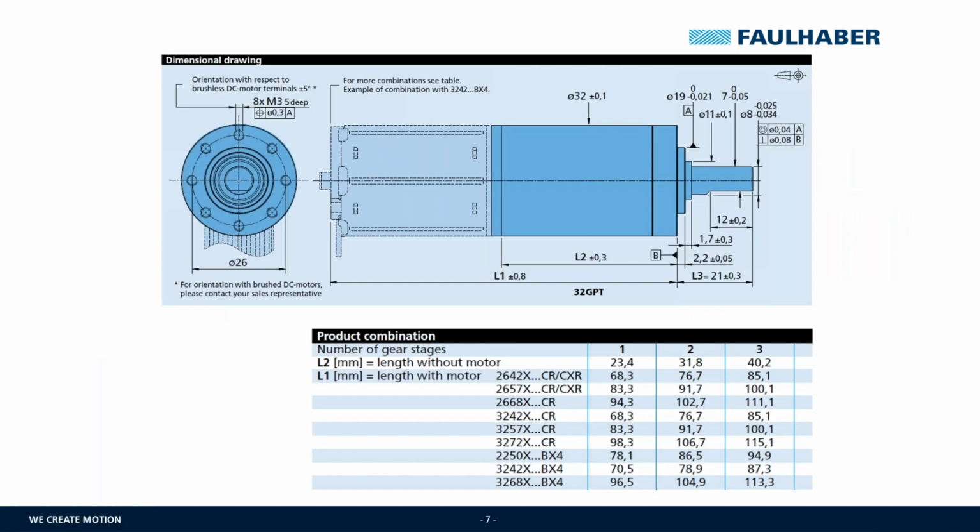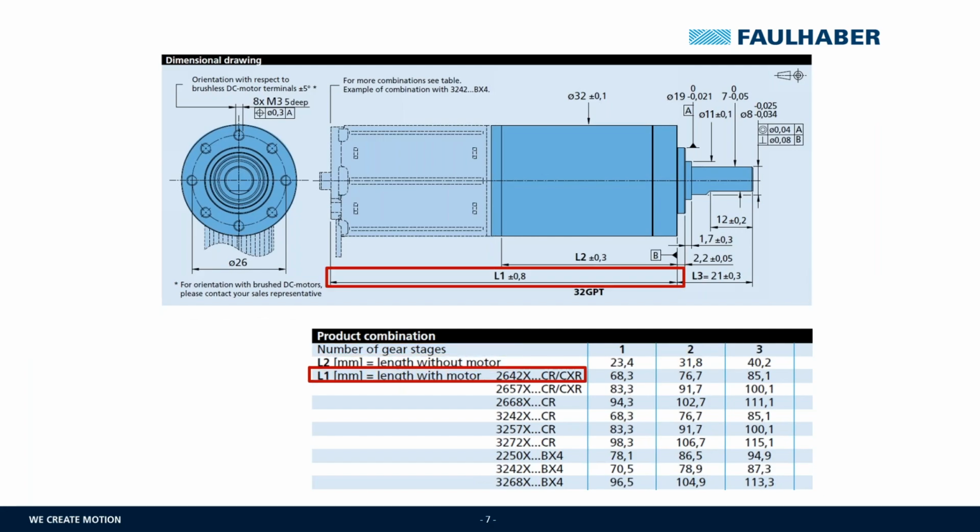On the second page, you will find a drawing with all the mechanical dimensions of the gearhead assembled to a BX4 model. With those dimensions, you are able to check whether the combination selected fits in your available space. The length L2 of the gearhead without motor depends on the number of gear stages selected, in our example 31.8 mm. The overall length L1 of the combination depends both on the number of stages of the gearhead and on the motor assembled. In our example, if we take a 2642X CR motor, the drive system will have a total length of 76.7 mm. You find then the list with all the possible standard combinations.